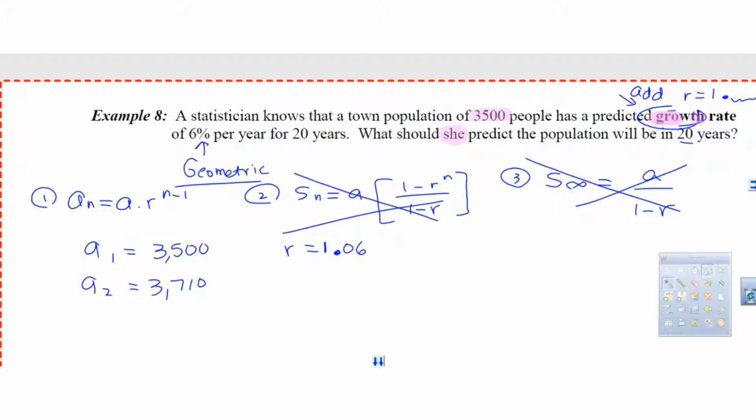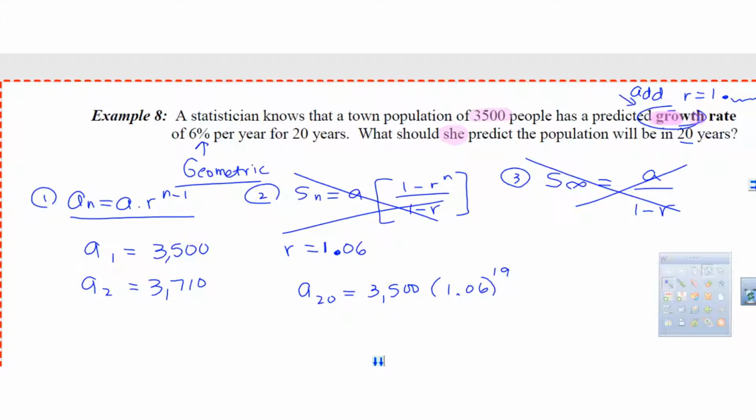So would that basically be like you're times-ing by 106%? Yes, that's a great way to think about it. Very good, honey. Okay, so here's my formula. a sub 20 is the first year, which is 3,500, times the rate, which is 1.06, raised to the 20 minus 1, which is 19.